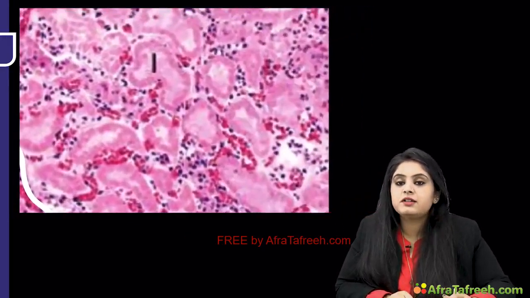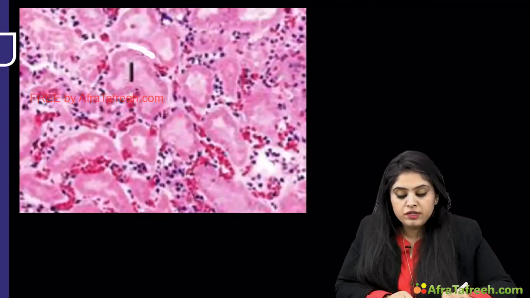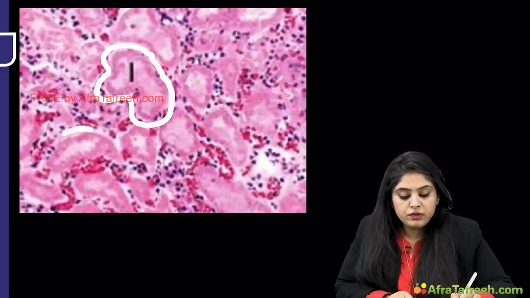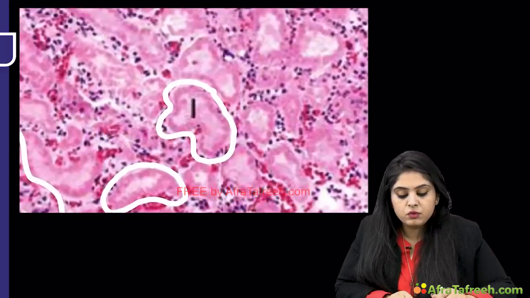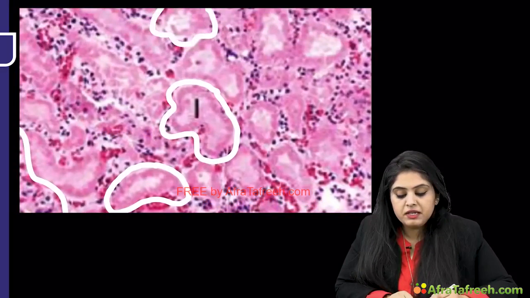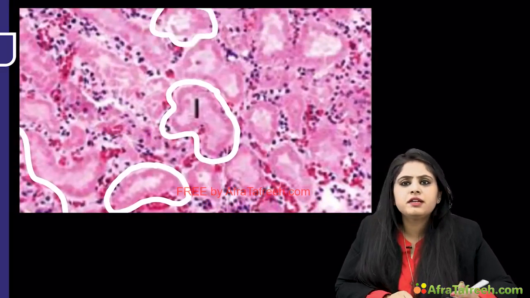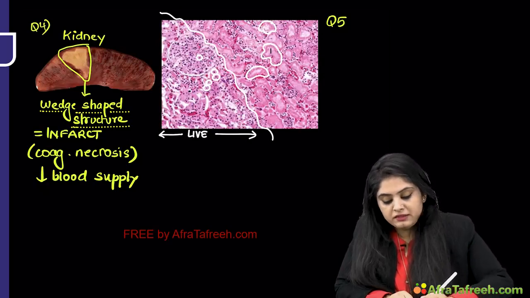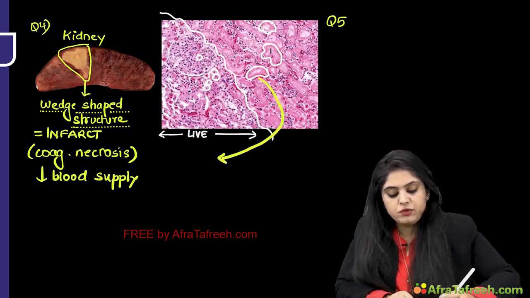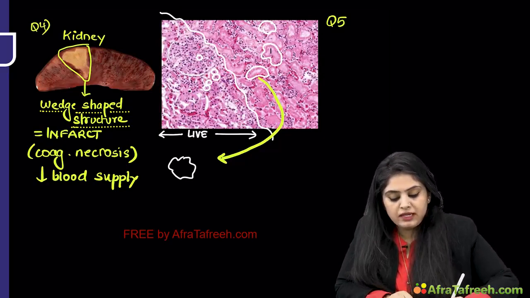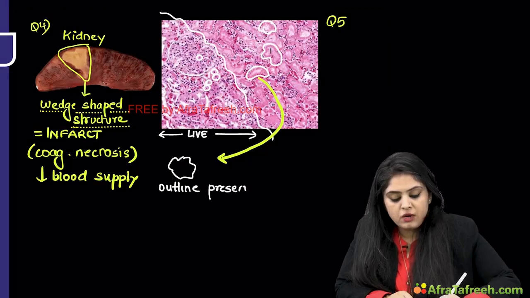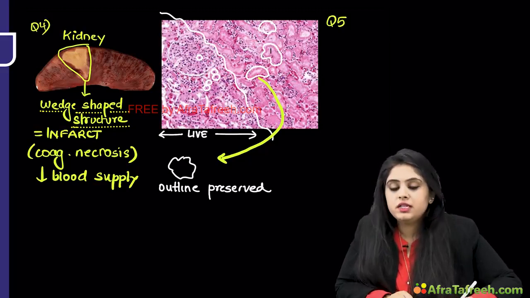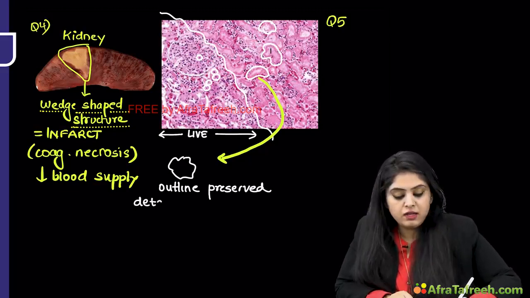Versus look at the other side of the picture. Do you notice over here, it's just a pink color outline. Over here also, it is just a pink color outline. Do you see any nucleus inside it? No. This means this is not the living part. I am only seeing outline. You will say that the outline is preserved, but do you see any internal details? No, the details are lost.